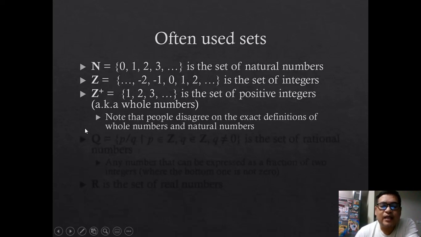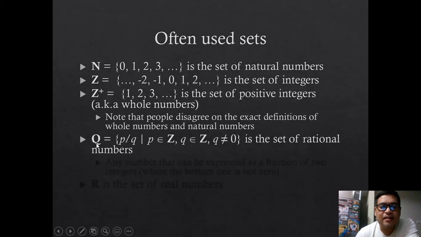And of course, we have the rational numbers, which are represented by Q. And this is always P over Q. Rational numbers also talk about fractions. That's why it's rational. So the rational numbers are the set of P over Q such that P is an element of Z, which is the integers, and Q is also an element of the set of integers, provided Q is not equal to 0.